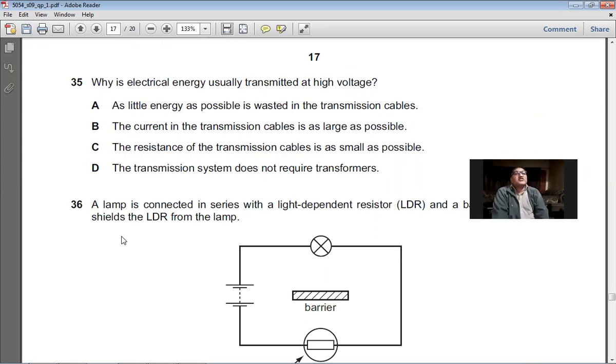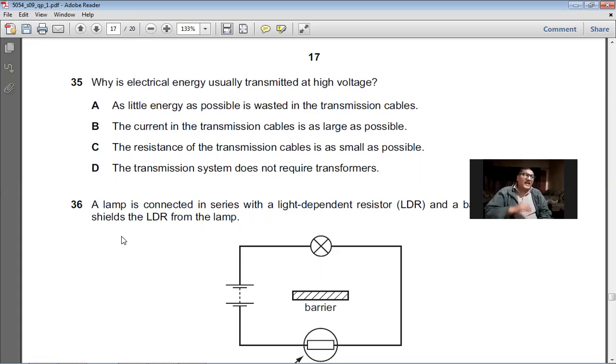Why is electric energy usually transmitted at a high voltage? The reason is very simple. We transmit the electric energy at a very high voltage, and by doing so, the current will reduce. And this reduces the power loss in the transmission lines. As little energy as possible is wasted in the transmission cables, yes. The current in the transmission cable is as large as possible, no. The resistance of the transmission cable is as small as possible, no. The transmission system does not require transformation, no.